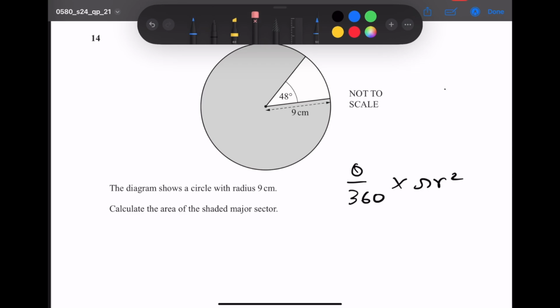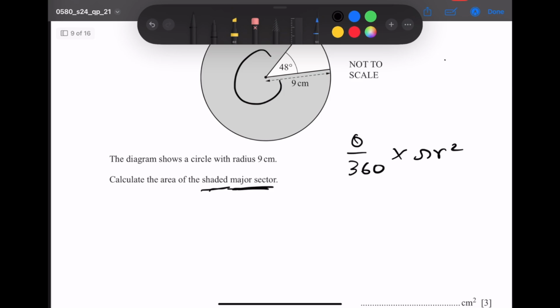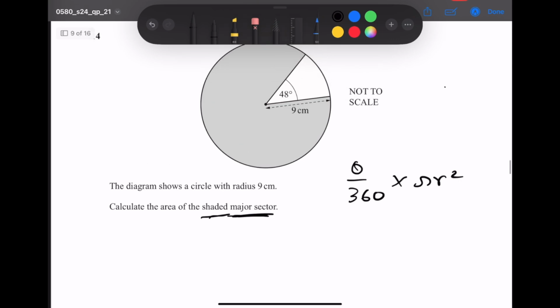So in this case, since the question is asking for the area of the major sector, this means that the sector should be the bigger sector, and actually the shaded one as well, so this sector. And so we should first find the angle of the major sector, which is equal to 360 degrees minus 48, since 48 is the angle of the minor sector. So 360 minus 48 is equal to 312 degrees.